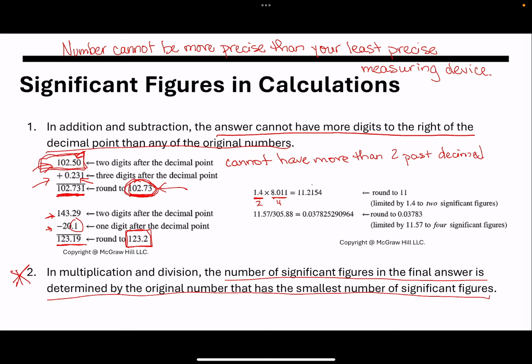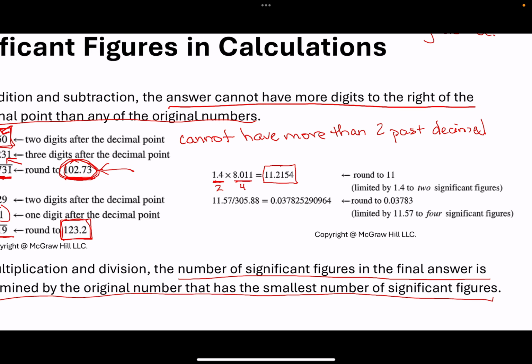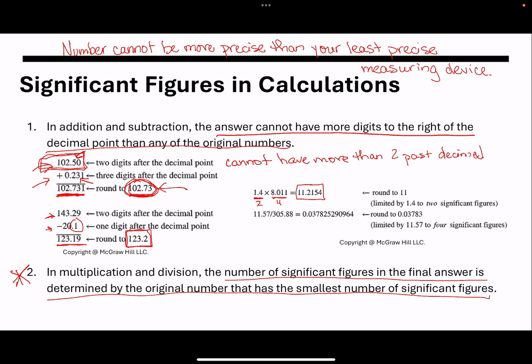So we see here, if we just put that in our calculator, we get 11.2154. Well, we know, oh, sorry, we know that it cannot be more specific than our 1.4 here, which had two sig figs. So that means we would round this number to 11. 11 would be our final number.